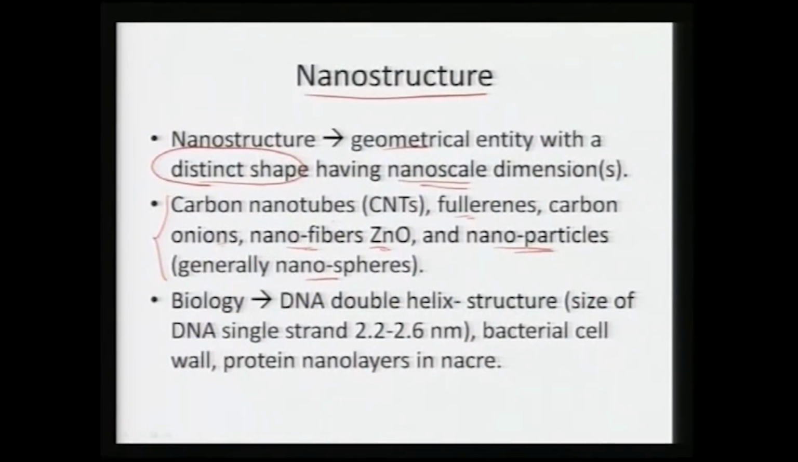They can be a tubular shape as in carbon nanotube, they can be a ball shape or a soccer ball shape as in fullerene, carbon onions, some sort of rings, and the nanofibers of zinc oxide, nanoparticles which are again spherical. Again, this nanostructure terminology is not really new, it has been existent, as in biology we have the DNA double helix strands. This structure consists of DNA, a single strand of which is approximately 2.2 to 2.6 nanometer. It means that nanostructures have been existing for long.